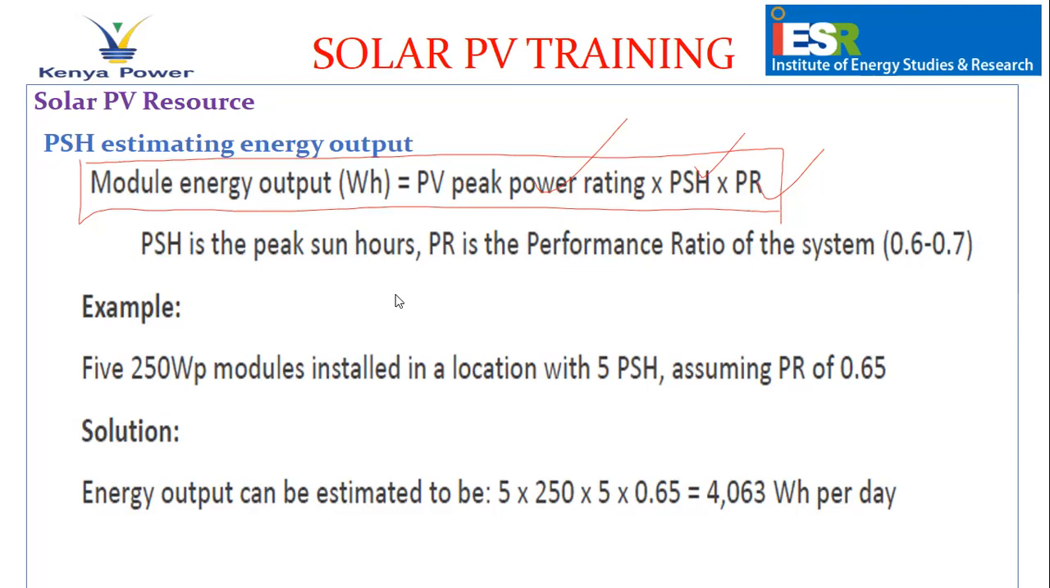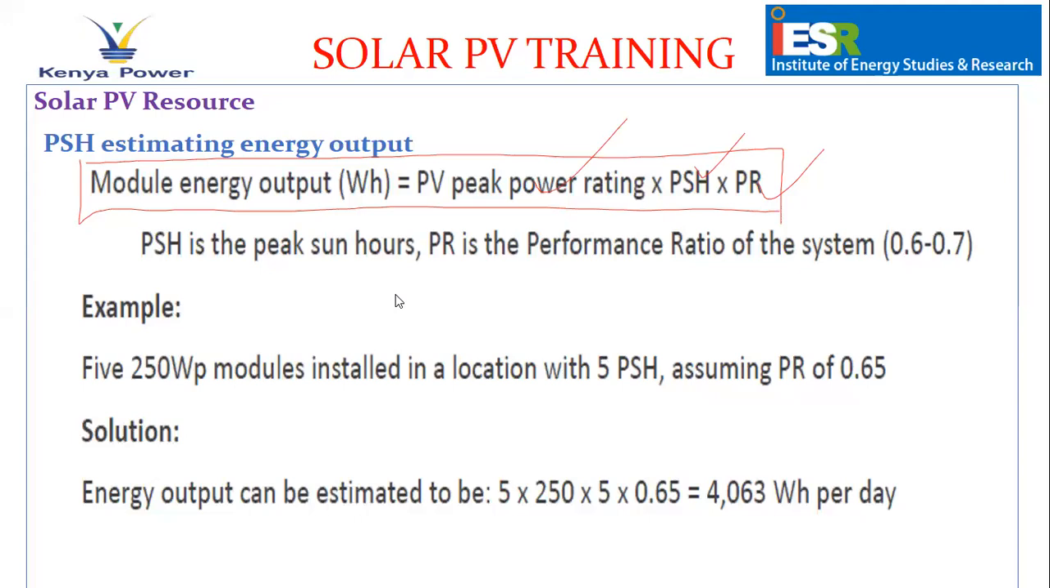Let us take a look at the first example. 5 250-watt peak PV modules are installed in a location that has got 5 peak sun hours. Assuming a performance ratio of 0.65, determine the module energy output.